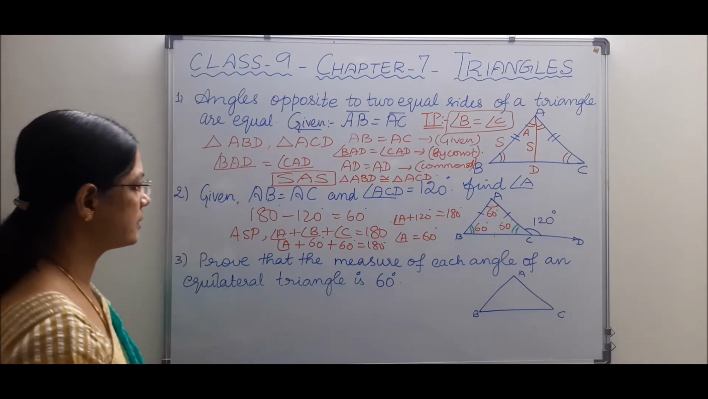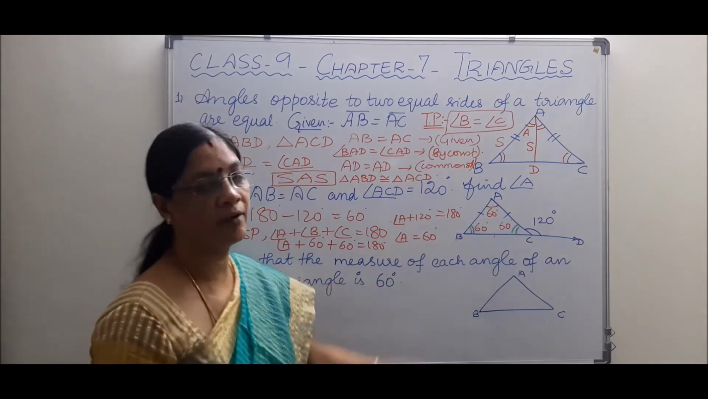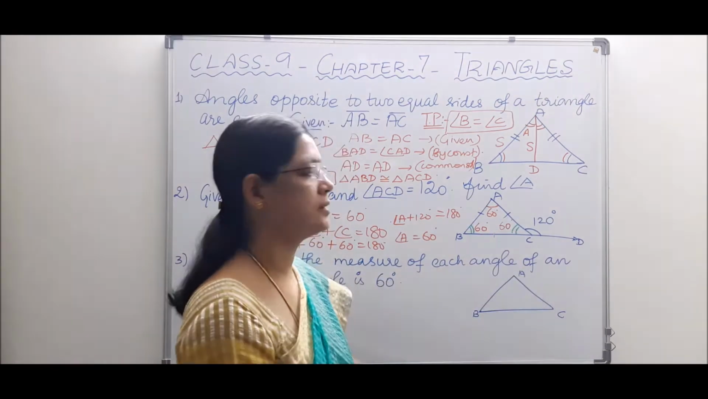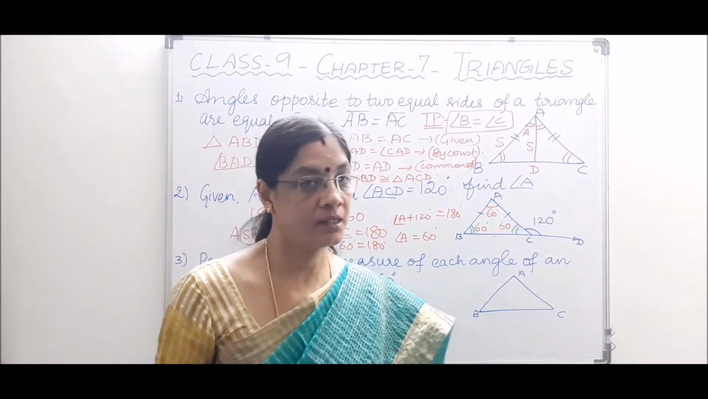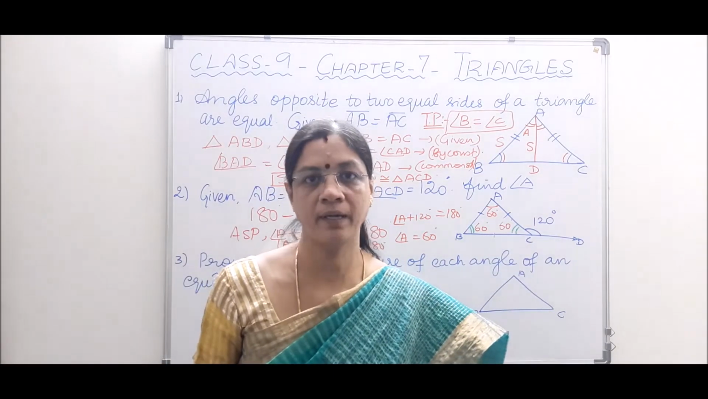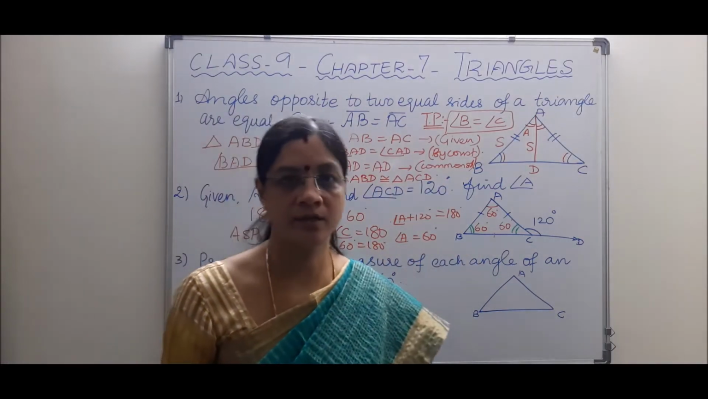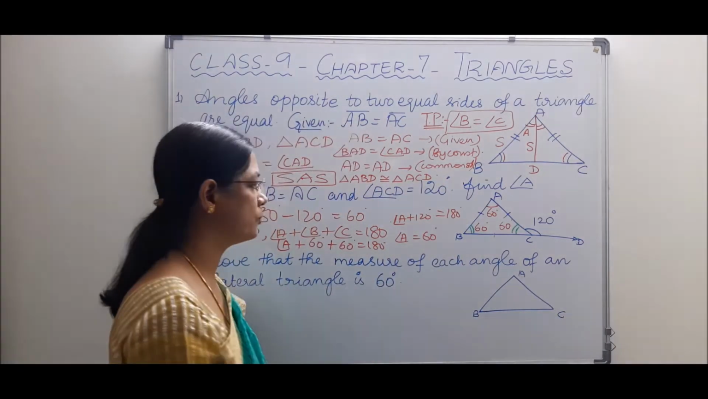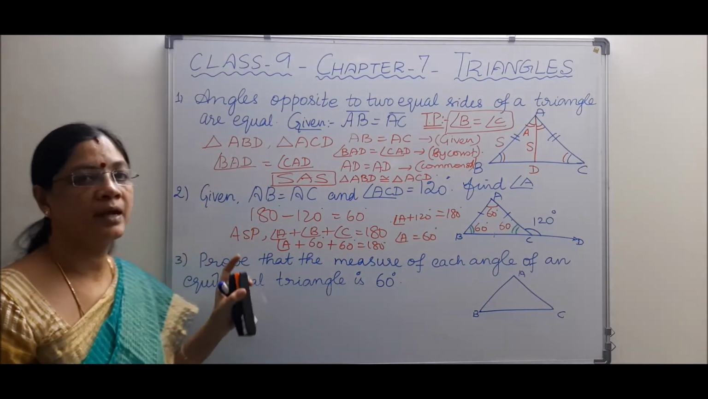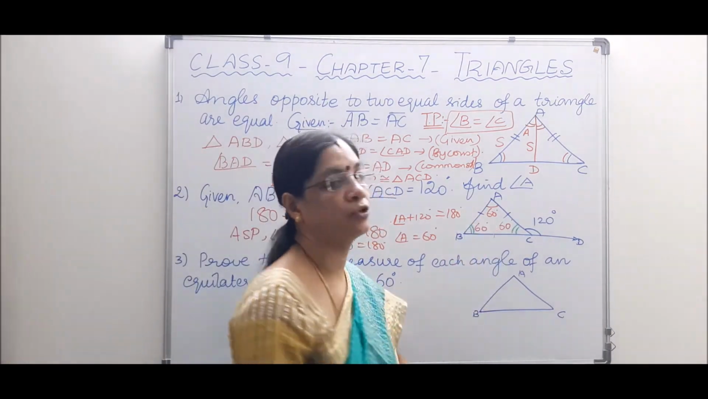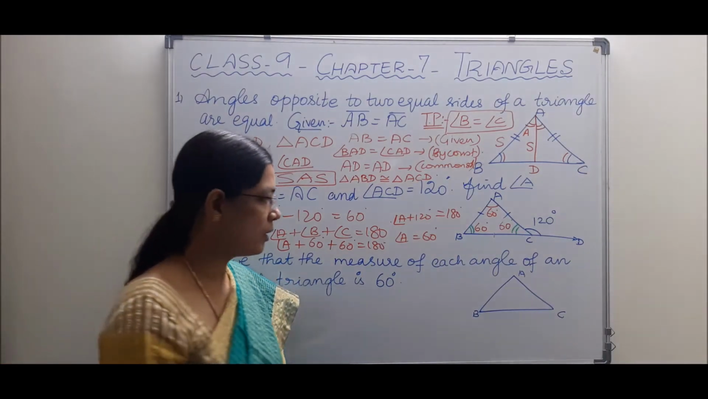Now the third one is: prove that the measure of each angle of an equilateral triangle is 60. What we have done before is also an equilateral triangle. We found it is 60 degrees by using the exterior angle property, and two sides equal were given, and we followed the first statement, isn't it? Now we need to prove that the measure of each angle is 60 degrees when it's an equilateral triangle. Okay, now we'll start doing it.